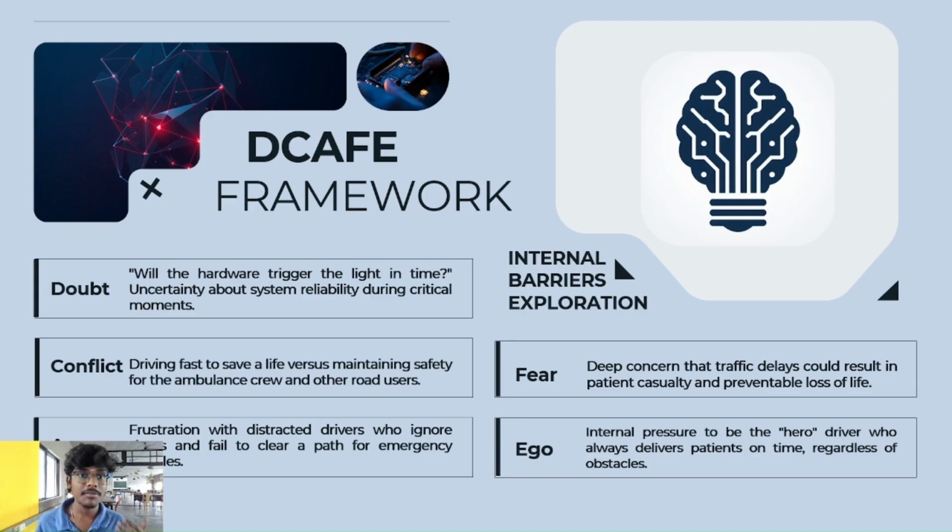DCAFE framework. D for doubt, C for conflict, A for anger, F for fear, and E for ego. Doubt: will the hardware trigger the light in time? Uncertainty about system reliability during critical moments. Conflict: driving fast to save a life versus maintaining safety for the ambulance crew and other road users. Anger: frustration with distracted drivers who ignore sirens and fail to clear a path for an emergency vehicle. Fear: deep concern that traffic delays could result in patient casualty and preventable loss of life. Ego: internal pressure to be the hero driver who always delivers patients on time regardless of obstacles.